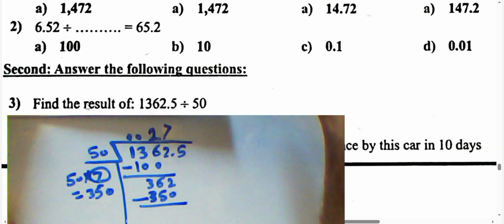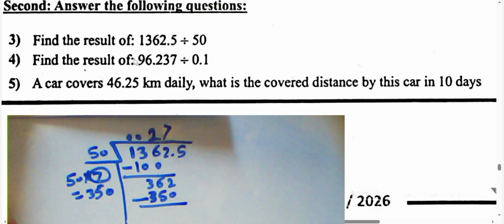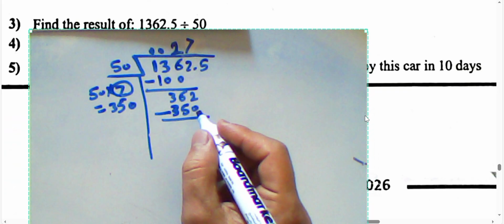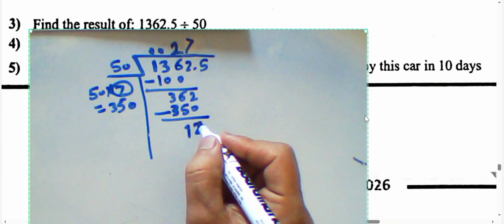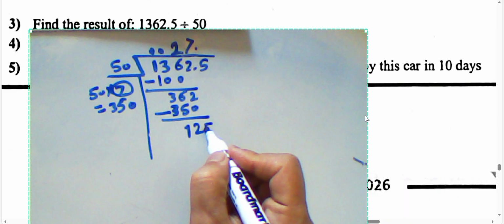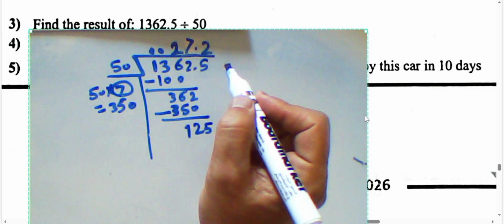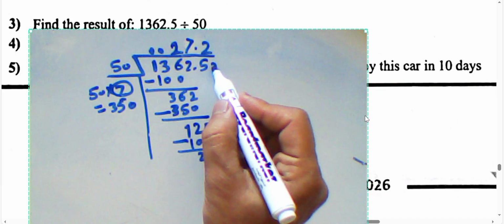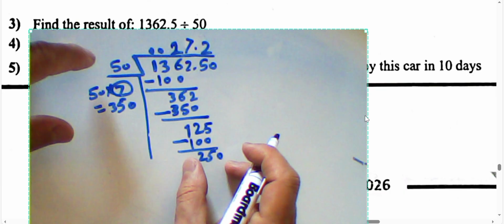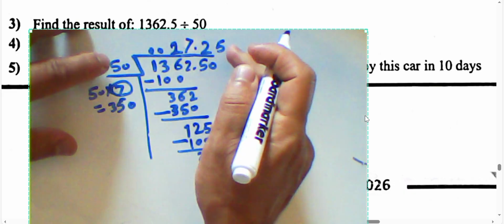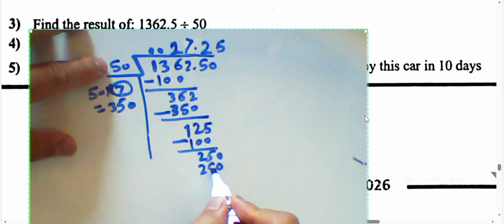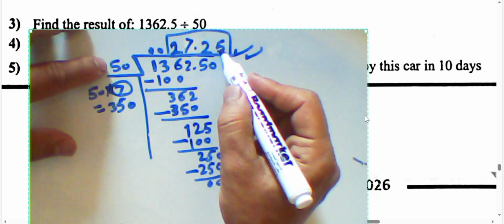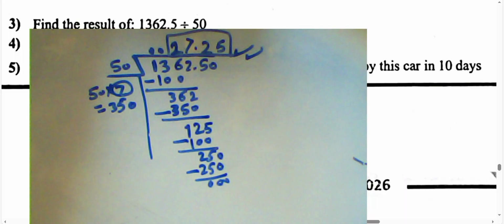Find the difference between the two numbers. 2 minus 0 is 2. 6 minus 5 is 1. Put the point out and then drop 5. 125 divided by 50 is 2. 2 times 50 is 100. Then find the difference, it will be 25. Put 0 again and then drop it down. 250 divided by 50 will be 5, because 5 times 5 is 25. Write 0. And the result will be 27 and 25 hundredths.